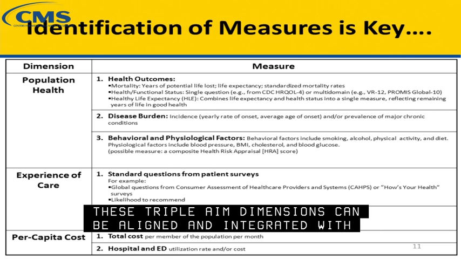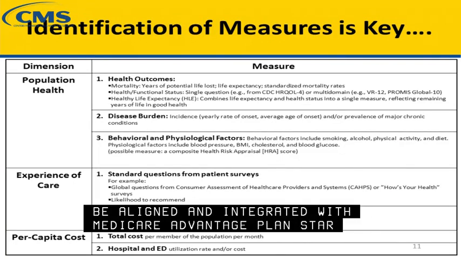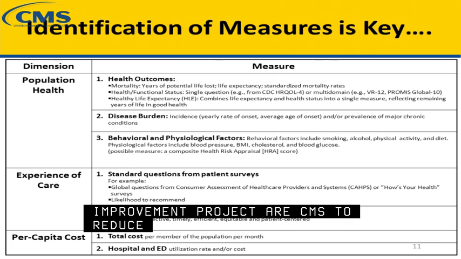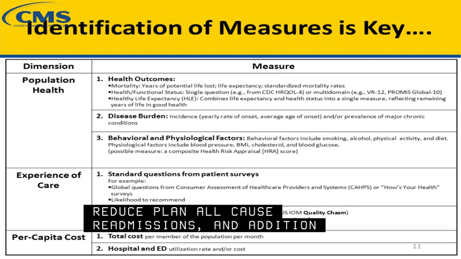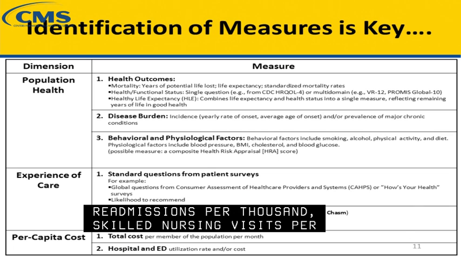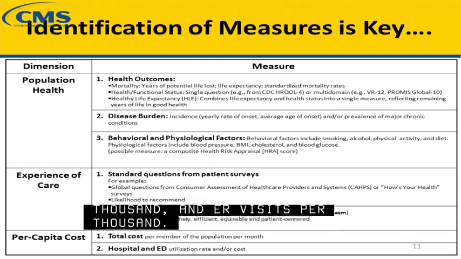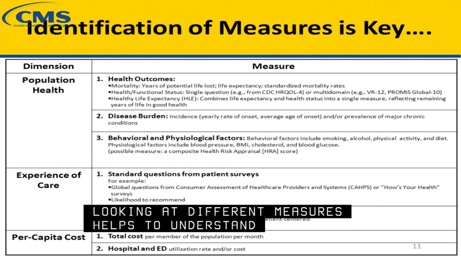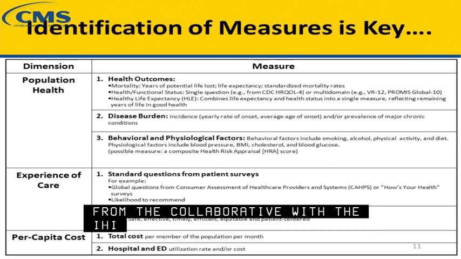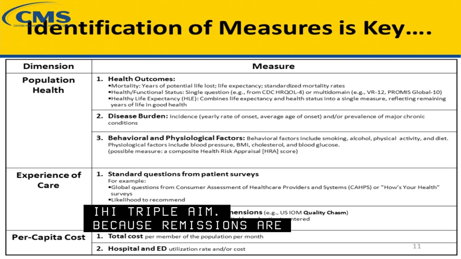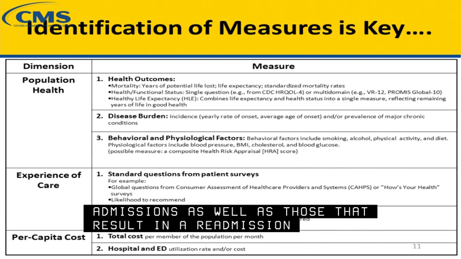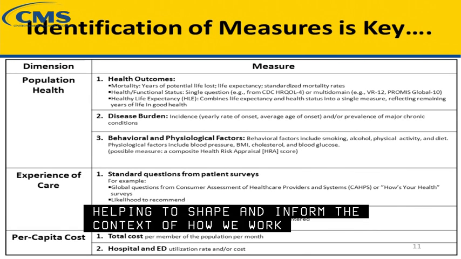An example of how we're using measurement in the quality improvement project for CMS to reduce plan all-cause readmissions. In addition to plan all-cause readmissions, we're also measuring acute admissions per 1,000, readmissions per 1,000, skilled nursing visits per 1,000, and ER visits per 1,000. Looking at different measures helps you to understand the manifestation and the impact on other areas as well. It's one of our key learnings from the collaborative with the IHI Triple Aim. Because readmissions are in fact a subset of all acute admissions, looking at all acute admissions as well as those that result in a readmission is helping to shape and inform the context of how we work with providers and or members to learn and improve, particularly for segments of the population.